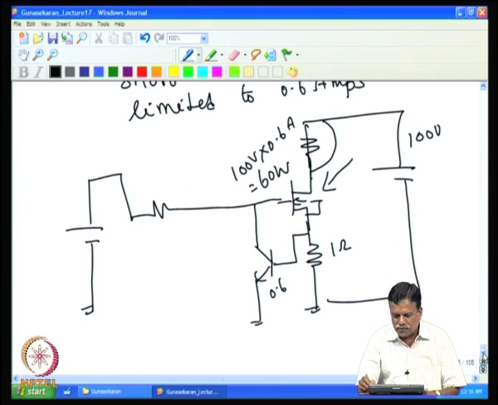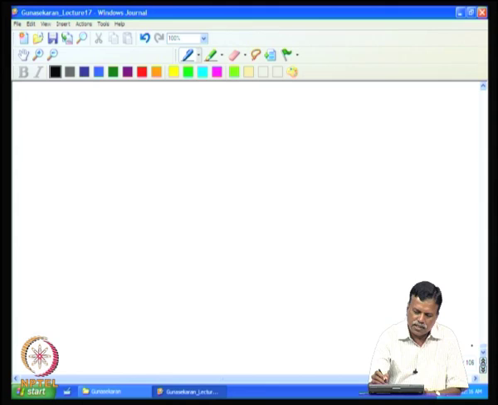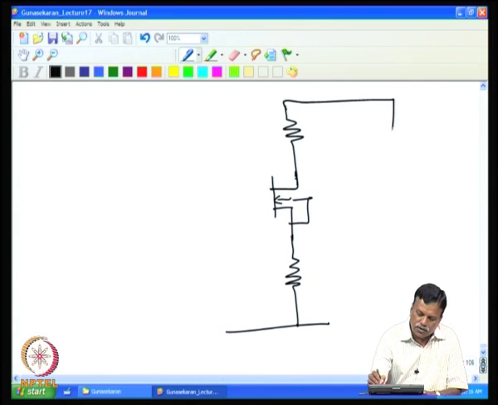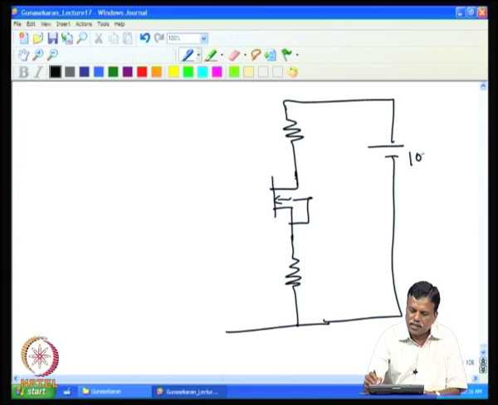Now, one can think of the following type of circuit, which is used invariably in switch mode power supplies. What can be done is that you can have a load for the MOSFET. I can retain this because this is very quick in acting. I can have a load here, then connect to the source, which is say 100 volt.